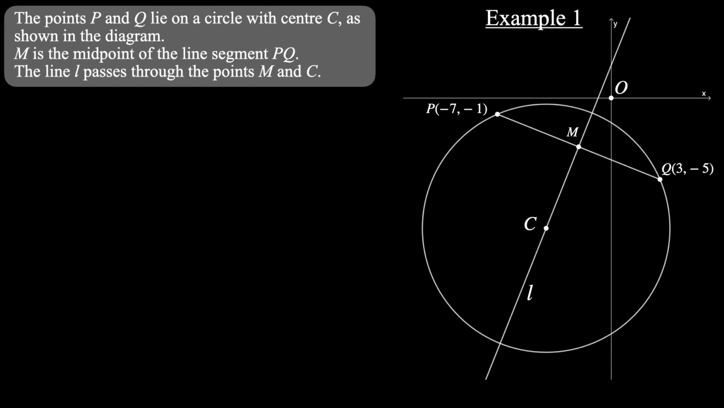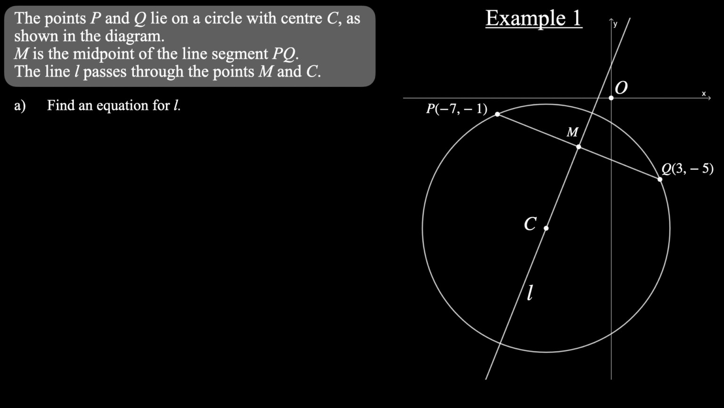So in this example, the question says the points P and Q lie on a circle with center C, as shown in the diagram. M is the midpoint of the line segment PQ. The line L passes through the points M and C. And this is going to be a three-part question. The first part says, find an equation for L.